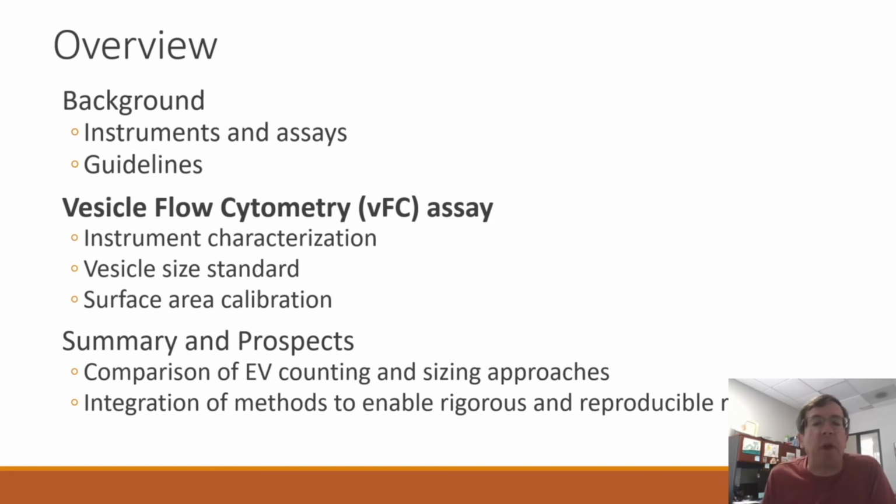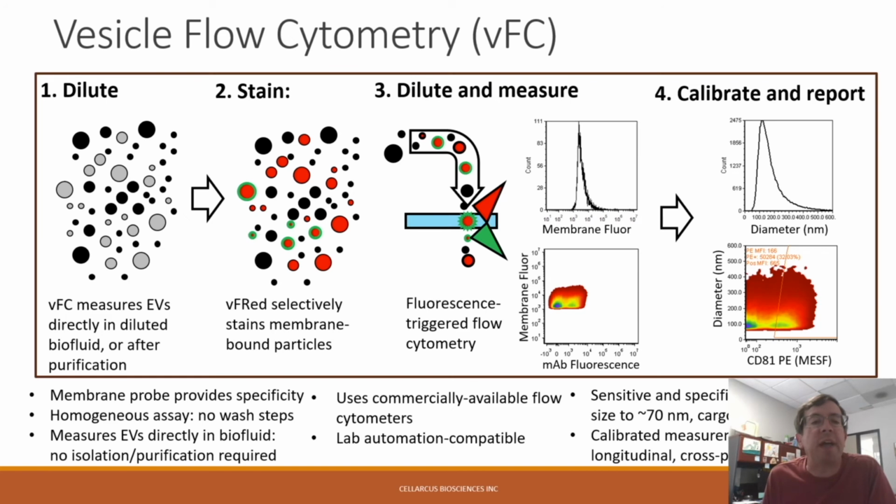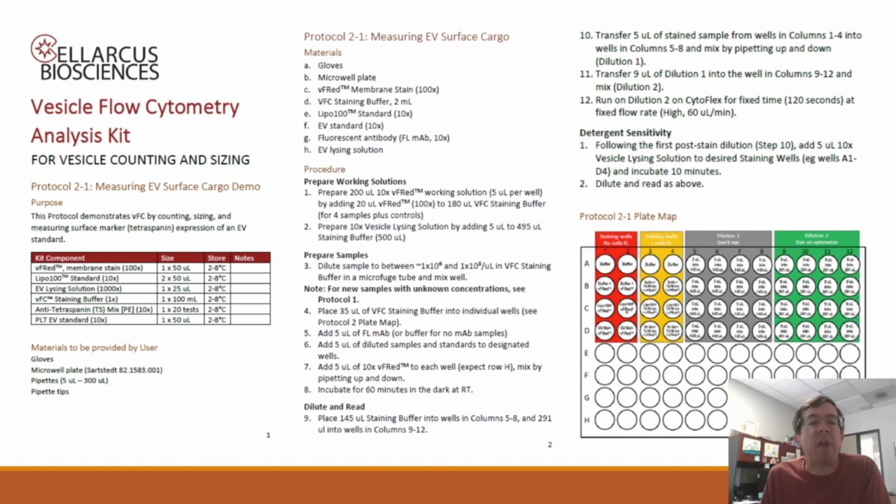So that little bit of background, let me describe for you our vesicle flow cytometry assay. It is a fluorescence-based assay that employs a fluorogenic membrane probe to selectively stain membrane particles. And together with properly validated fluorescent antibodies, enable the selective detection and immunophenotyping of individual vesicles. Calibration of both vesicle size and immunofluorescence are key to that, and I'll get to those next.